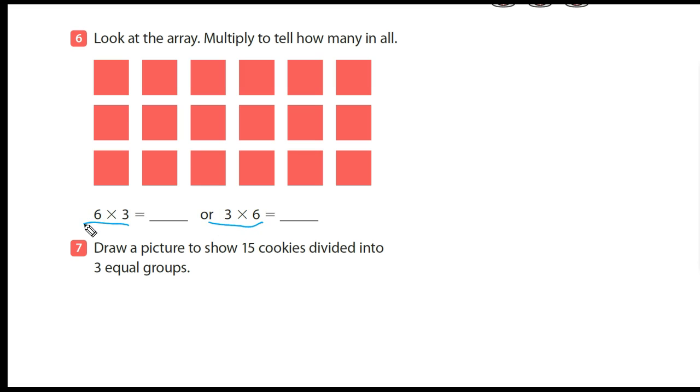Okay. How many rows do I have? 3 rows. How many in each row? Okay, wait. Count them again. 1, 2, 3, 4, 5, 6. I have 6. Plus, it tells you right here. Look. I have 6. So what does it say? What is it? 18. Okay, 18. I have 18.